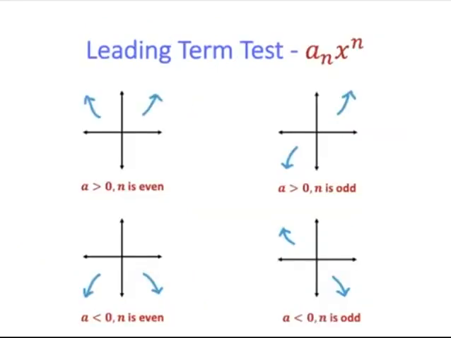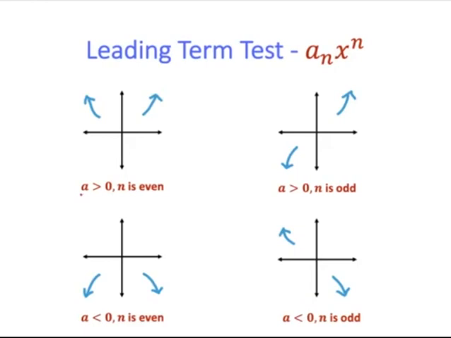One important trick that we can use to help us graph polynomials given their equations is the leading term test. Notice here we have the leading term a sub n x to the n. The leading term test helps us to know where the graph is going as x is going towards positive infinity and as x is going towards negative infinity.